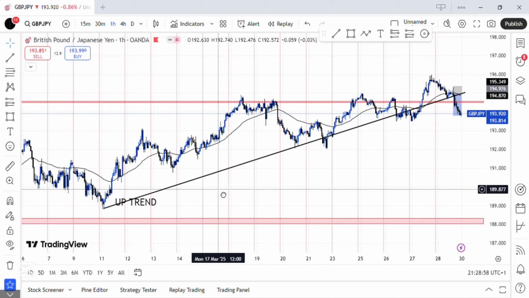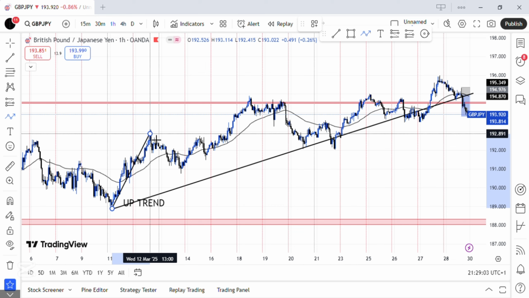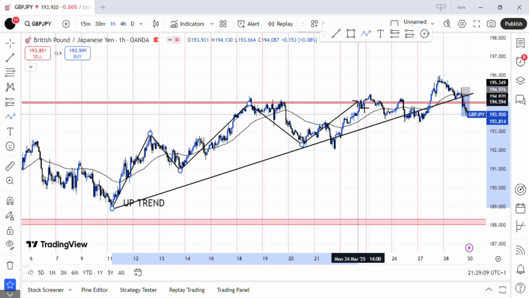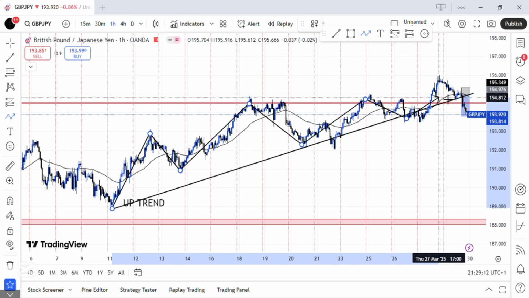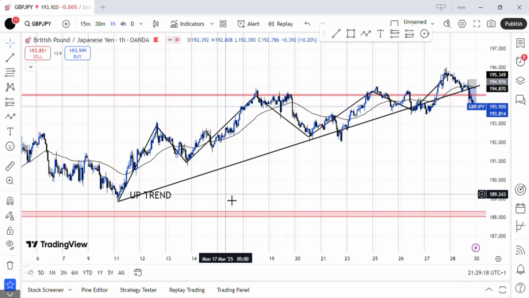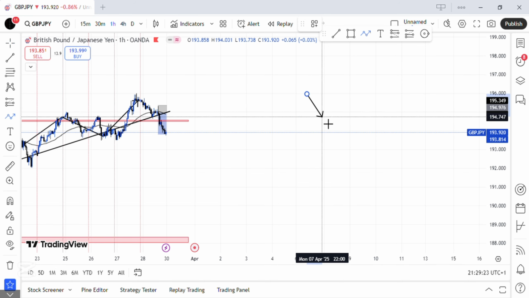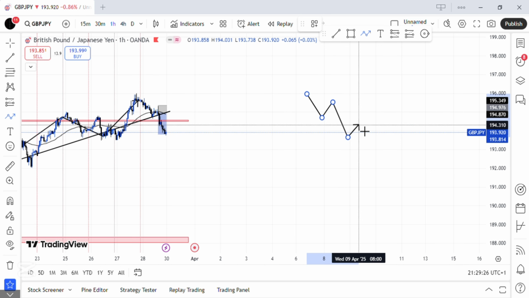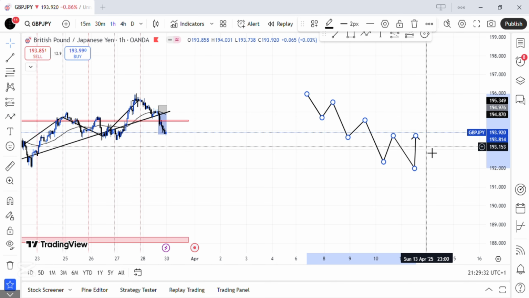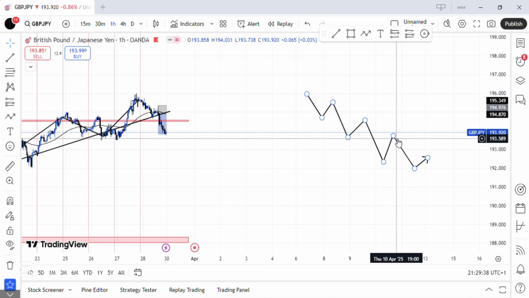So why do I say it's an uptrend? Because in an uptrend, we do what? We make higher lows, higher highs, higher lows, higher highs. You can see that's it. While in a downtrend, what we do is we make lower highs, lower lows, lower highs, lower lows, lower highs, lower lows. And this is just known as what? Market structure. This is what we call market structure.